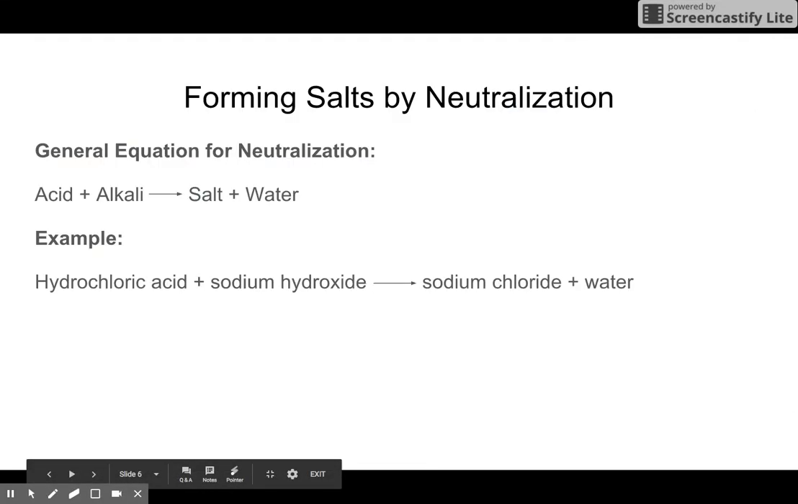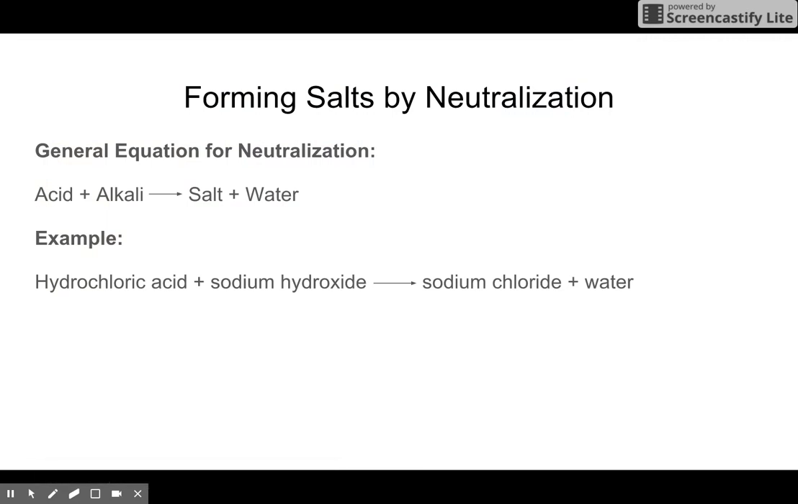So what that looks like is this: an acid plus an alkali. Remember, alkali is a special kind of base. It's going to give us salt and water. Remember, water is neutral. So you could take your sodium hydroxide and put it with hydrochloric acid, and that's going to give you sodium chloride and water.